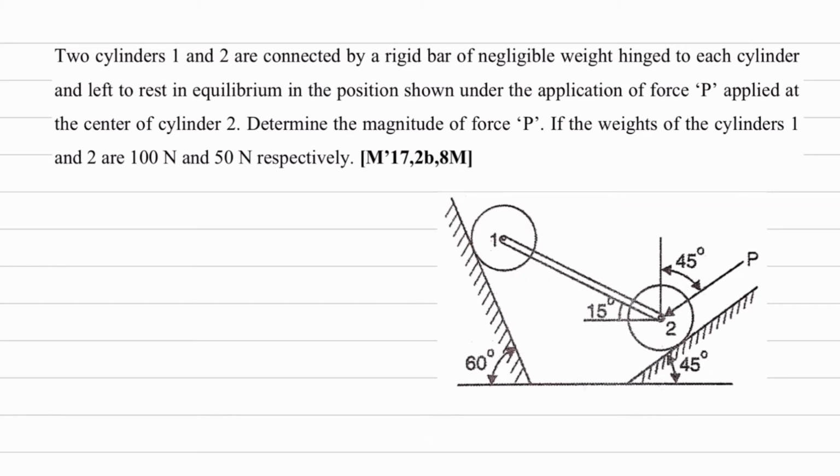So what we will do, we will draw the FBD of cylinder 1 first. What is the weight of that? It is 100 Newton. So I'll draw the FBD of cylinder 1. So this is cylinder 1. Here we will have R1 reaction, suppose, and this will be 90 degree. Now understand the angles over here. Suppose we consider a triangle over here like this.